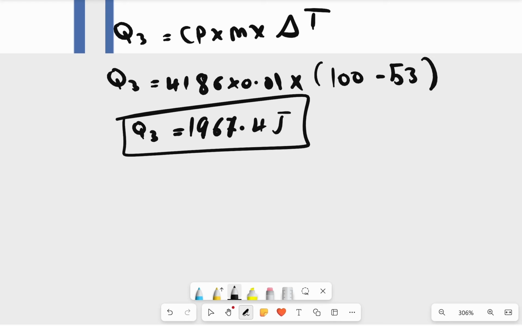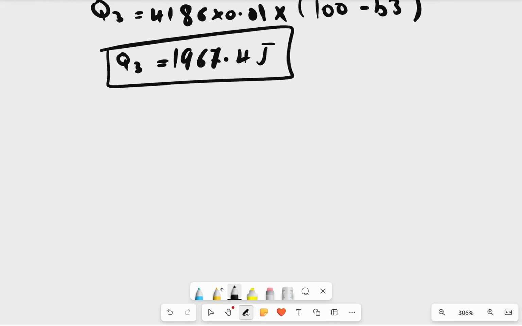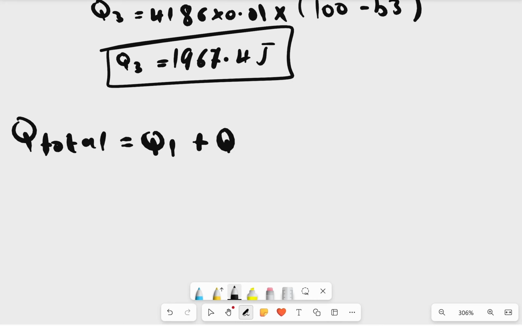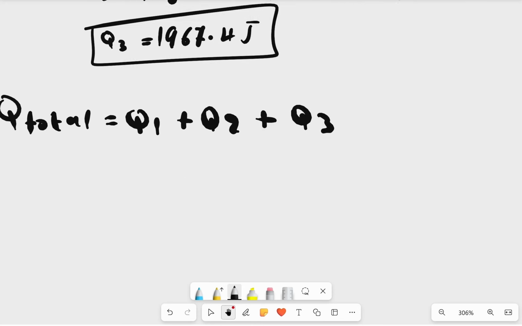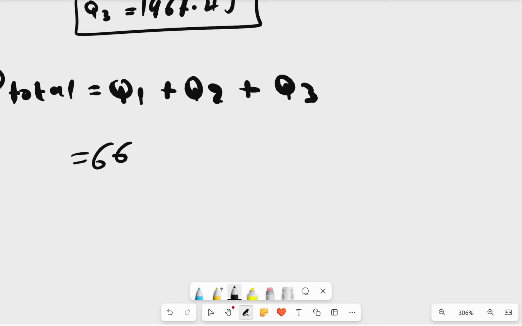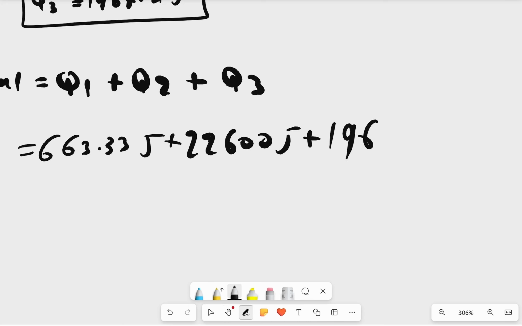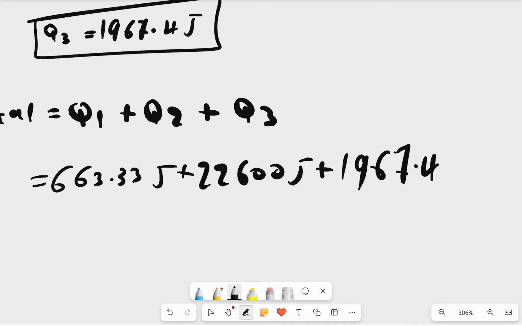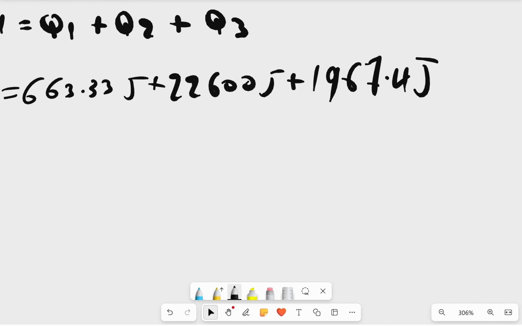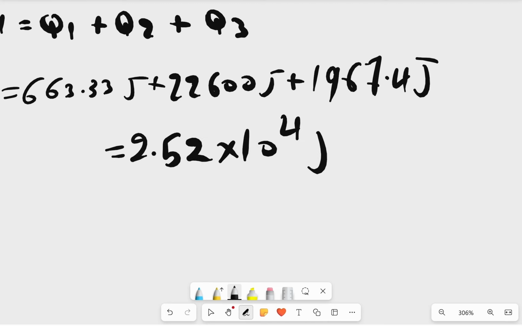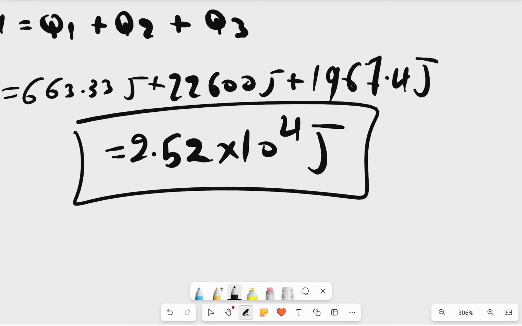But is that it? No, I'm going to calculate all of them. So Q total is going to be Q1 plus Q2 plus Q3, which is 663.33 joule plus 22,600 joule plus 1,967.4 joule, and this is going to be equal to 2.52 times 10 to the power of 4 joule. This is the Q total.